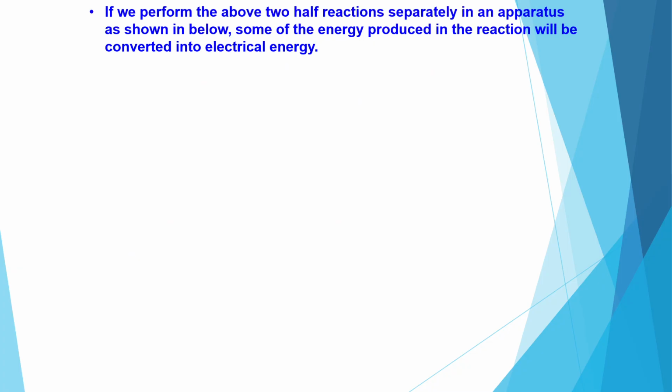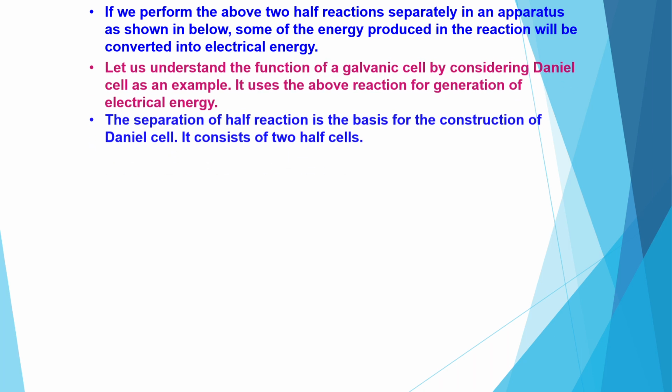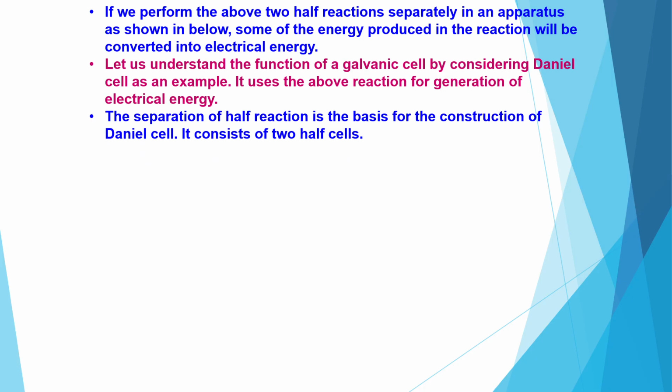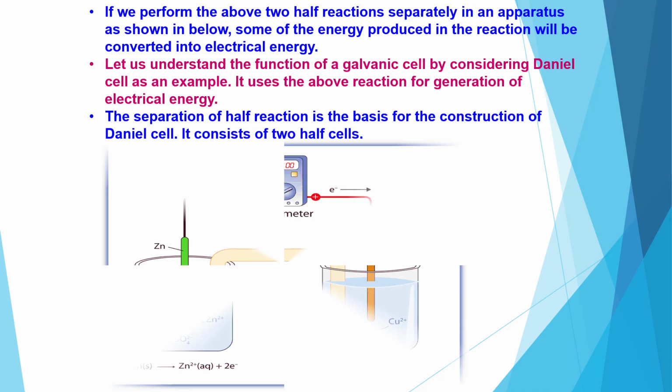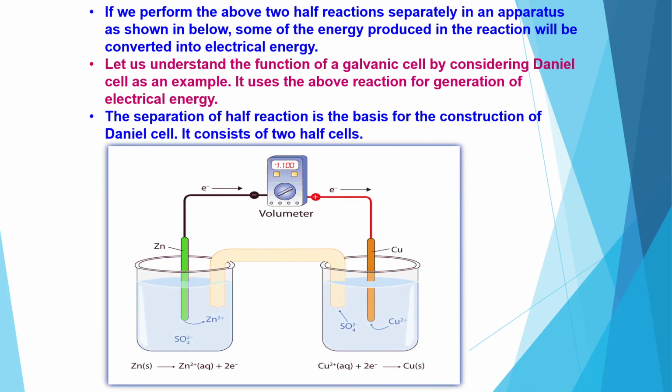So if we perform the above two half reactions separately in an apparatus as shown in that picture, some of the energy produced in the reactions will be converted into electrical energy. Let us understand this in a much broader way, the function of a galvanic cell, by considering the Daniell cell as an example. The separation of half reactions is the basis of the construction of the Daniell cell. It consists of two half cells. Look at that one. This is called a Daniell cell.